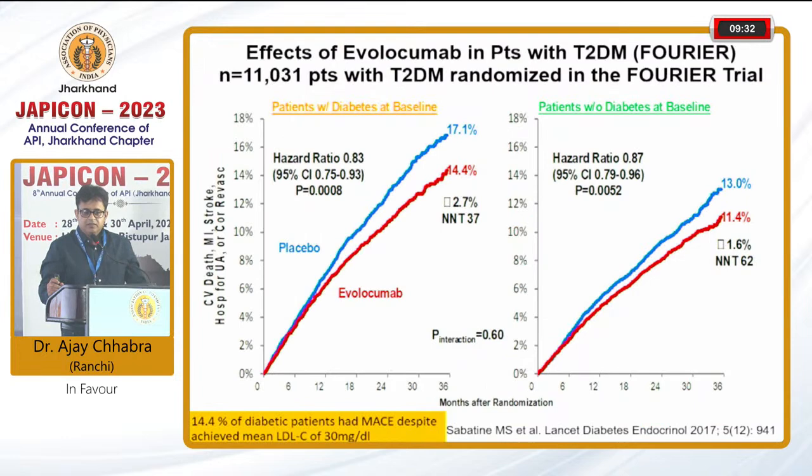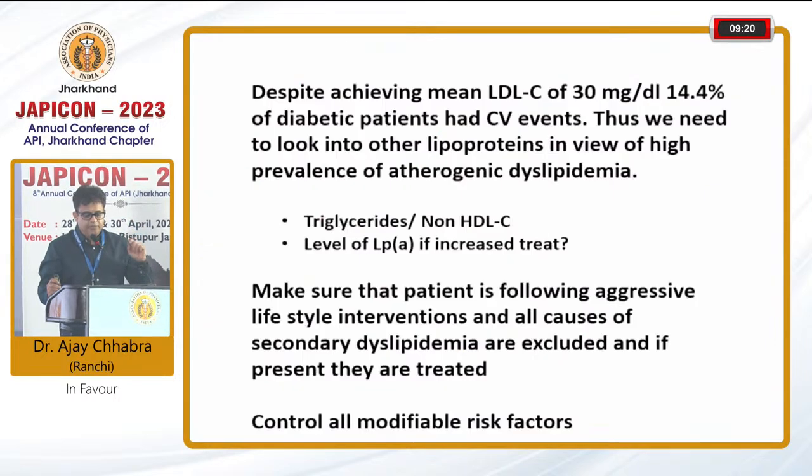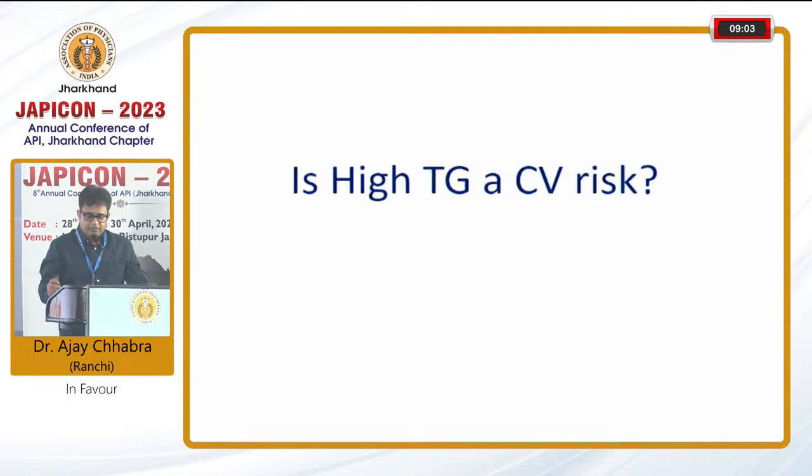But again, see this slide. Effects of evolocumab in patients with type 2 diabetes, 11,000 patients in this 4-year trial. And we see that after optimum therapy with statin, around 14.4% of the diabetic patients had CV events, despite having a normal LDL of 30. Thus, we need to look into other lipoproteins in view of the high prevalence of atherogenic dyslipidemia, and they are triglycerides and non-HDL. So we have to make sure that we treat them.